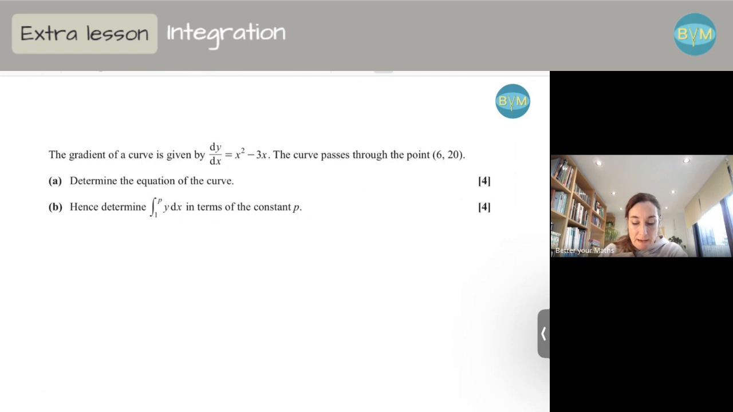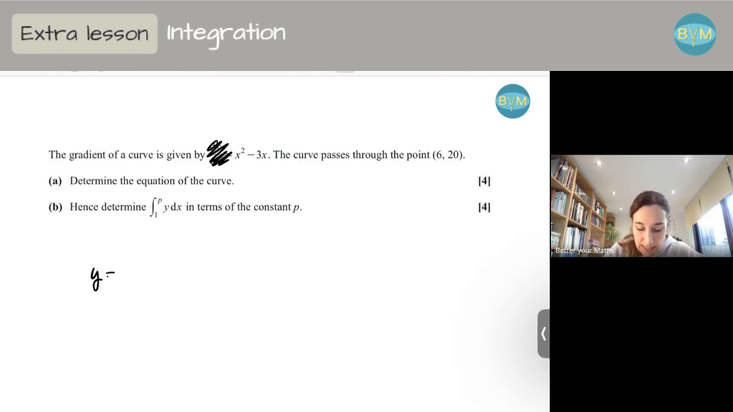The gradient of a curve is given by this expression, and the curve passes through the point (6, 20). We have to find the equation of the curve. We say derivative is the opposite to integral. So if we have the derivative function, which is the gradient, sometimes the question won't say dy by dx, but you know that the gradient is the derivative. So please remember that. If we know the gradient, we can find the curve by integrating. So let's go integrate.